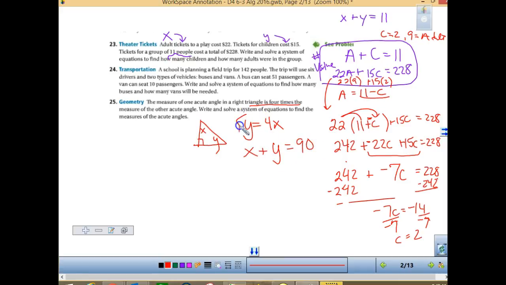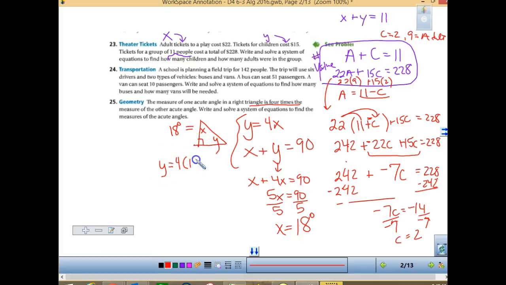These are my 2 equations, right? So nice for substitution. I'm going to put x plus, but instead of y, I'm putting 4x, equals 90. 5x equals 90, and I'm dividing by 5. 90 divided by 5 gives me how many? 18. So it says, write an equation, find the measures of the acute angles. This one is 18 degrees. The other one is 4 times it. So y is equal to 4 times 18.